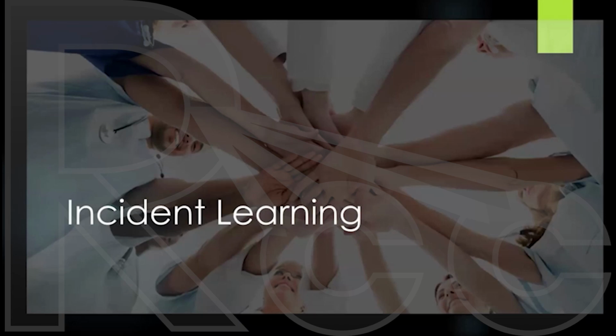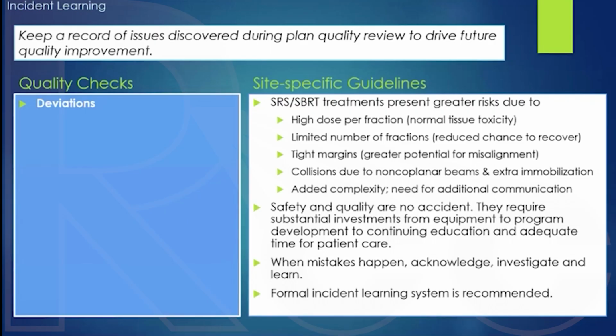And incident learning. So mistakes can happen. Mistakes will happen. Hopefully those are not mistakes that actually reach a patient, but mistakes that are caught up front in these plan quality checks. So that's what we're talking about today. What you need to do is to keep a record of what's discovered during the plan quality review in order to drive future quality improvement.